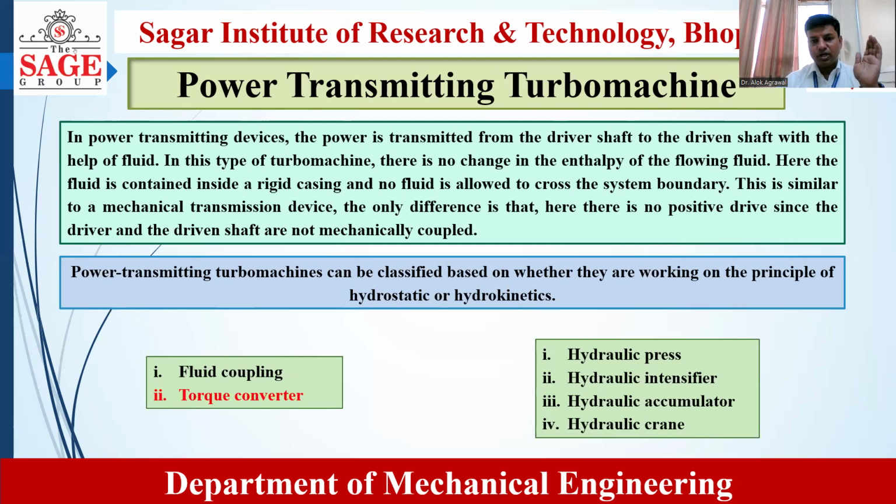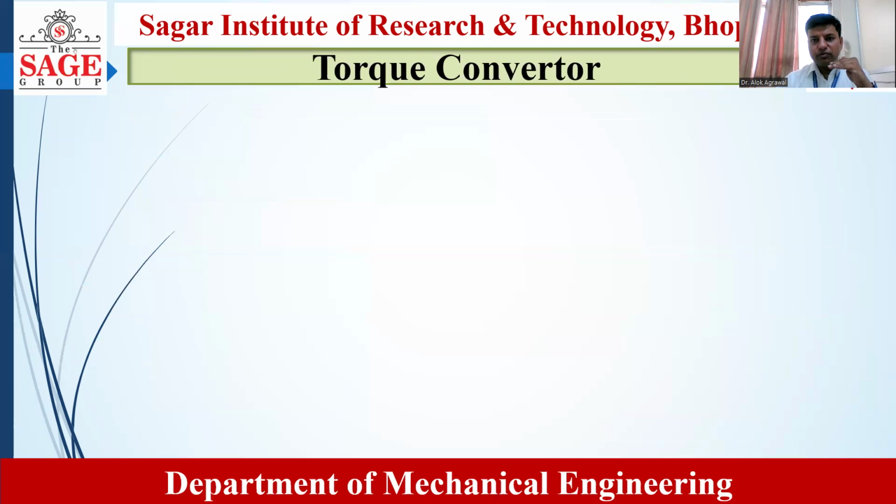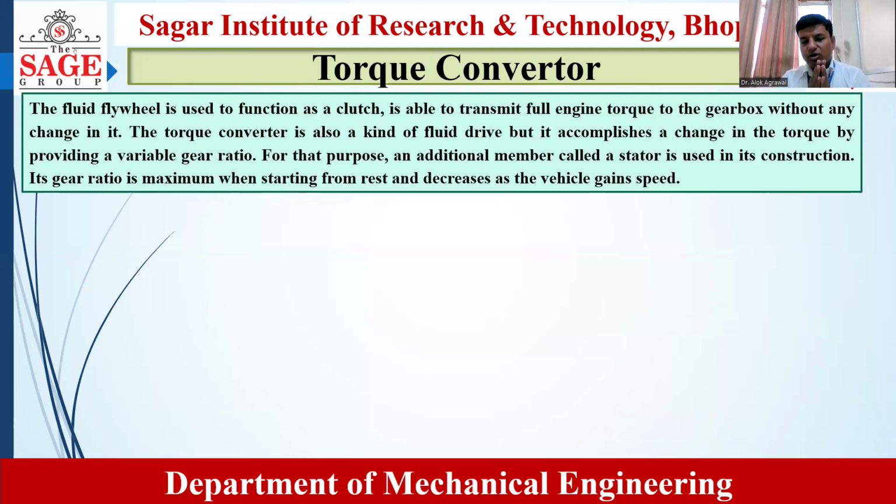Turbo machine. So in the last video we saw fluid coupling, which is a replacement for, or very similar to, the mechanical clutch. Now we are talking about the torque converter, which mainly acts as a torque multiplier. In fluid coupling, the complete engine torque is transmitted to the gearbox without any change. But the torque converter, as the name suggests, can convert or multiply the torque. It can change the torque and provide a variable gear ratio.